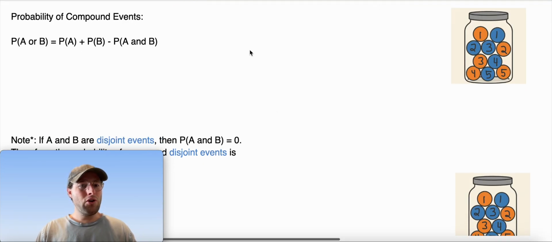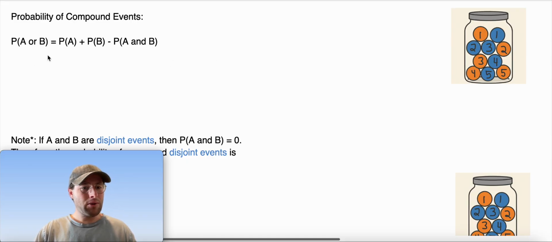Okay, so let's look at this now. The probability of A or B equals the probability of A plus the probability of B minus the probability of A and B.